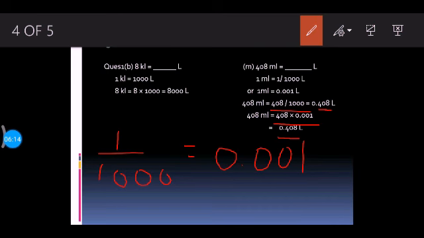We do a few more questions of this type, so that it will be clear to you. Let's move on.